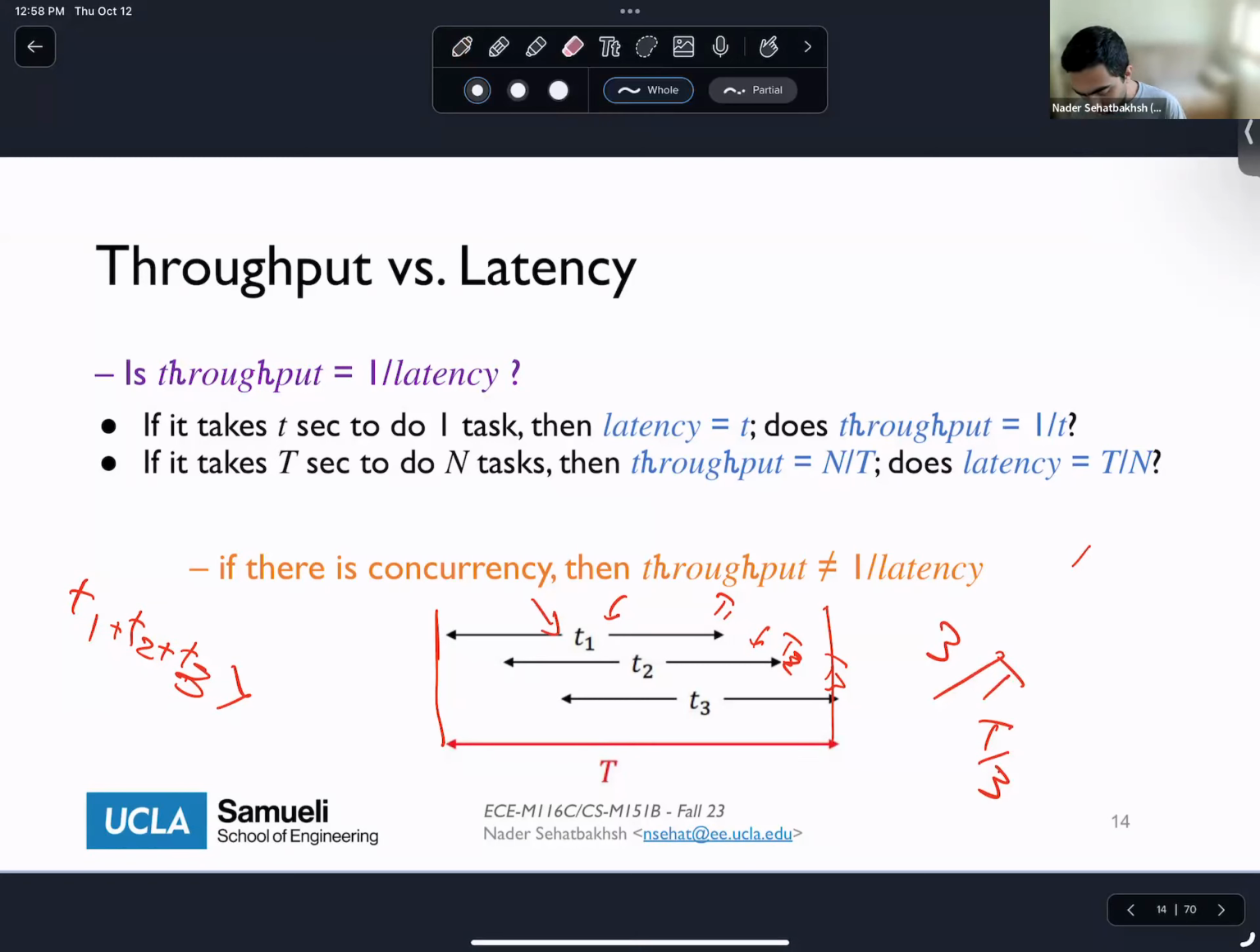The reason that I managed to finish this much faster is that I managed to do this concurrently. Individual tasks still take a lot of time, but I managed to parallelize these tasks. So the whole time is much shorter, and my throughput, in other words, is higher. It's something to remember that throughput and latency are not necessarily the same thing. If there is no concurrency, if everything is strictly sequential, then of course they are interchangeable. But if there is concurrency, then throughput and latency are not the same thing.